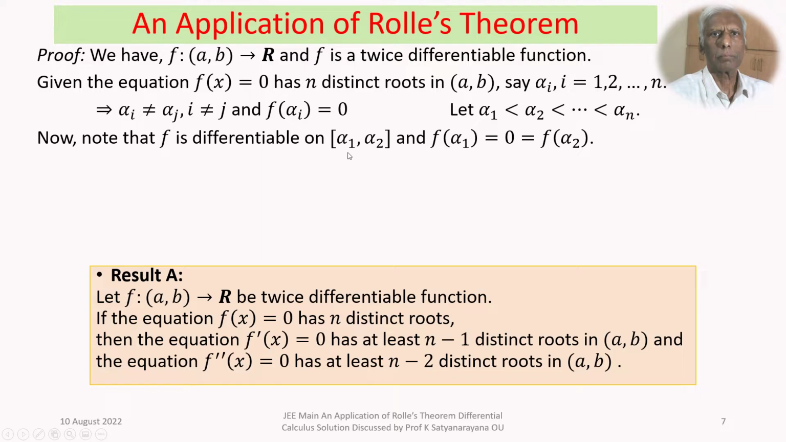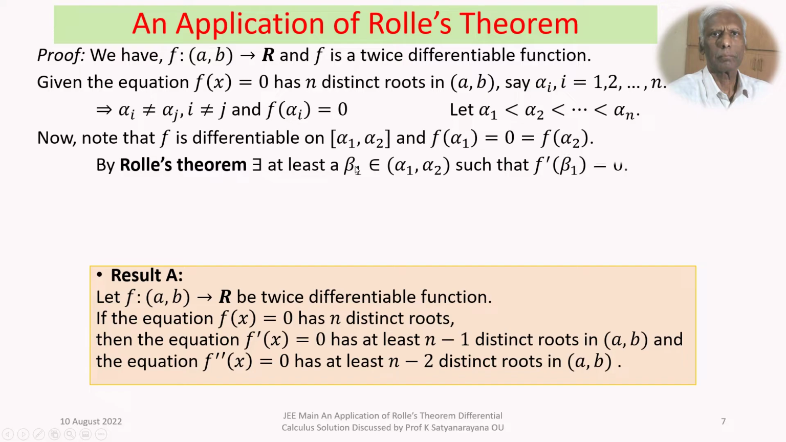So you can use Rolle's theorem. Now, by Rolle's theorem, there exists at least a point beta 1 belonging to the open interval (alpha 1, alpha 2) such that f'(beta 1) = 0. That means beta 1 is a root of f'(x) = 0.